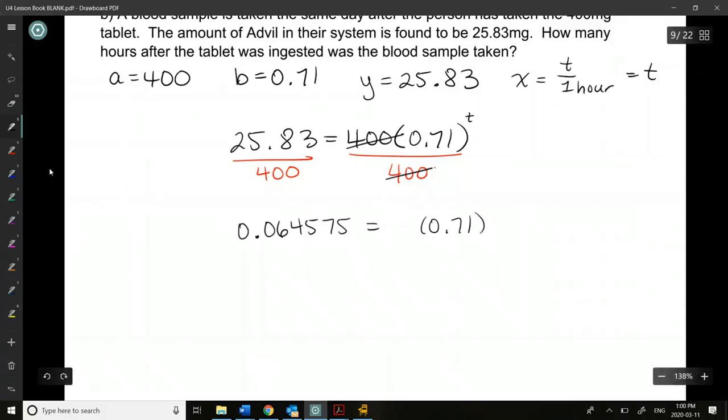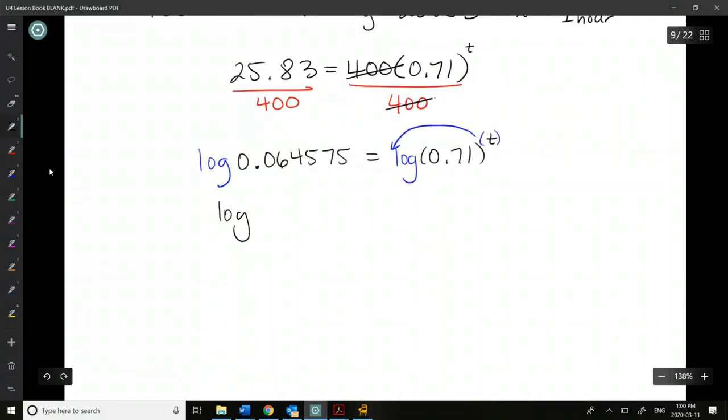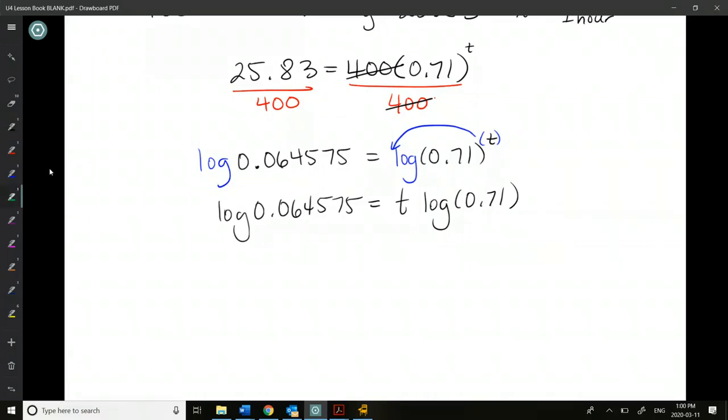Okay, so now we've divided out the 400. Again, if this is a repeating decimal, you keep it in fraction form, even though there's a decimal inside a fraction. All right, now we can log both sides. We'll use the power rule and parachute this exponent down in front, and it'll be a multiple now. Before I enter this into my calculator, let's get t by itself. How do I get rid of this log of 0.71? We divide it. It's being multiplied by t right now, so we'll just divide it out.